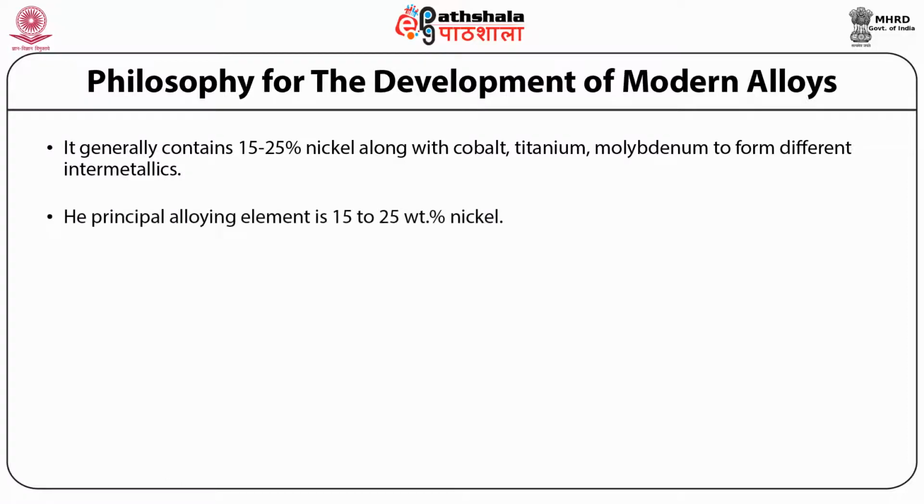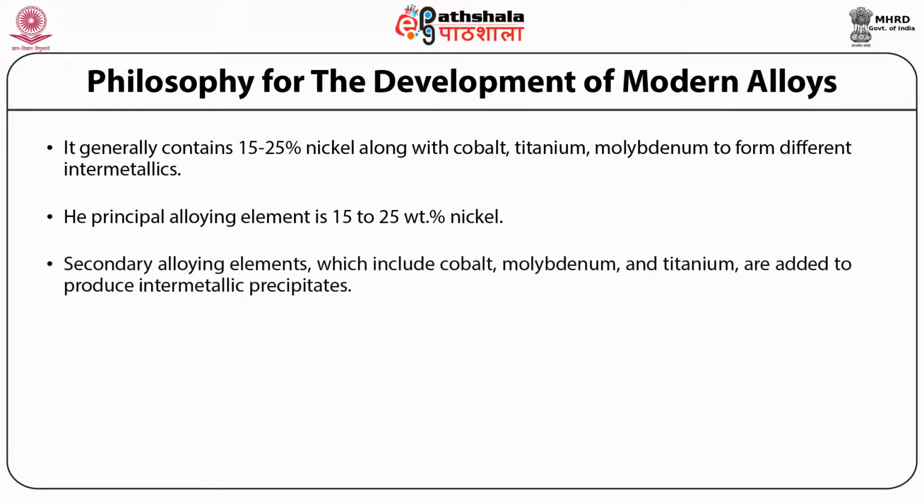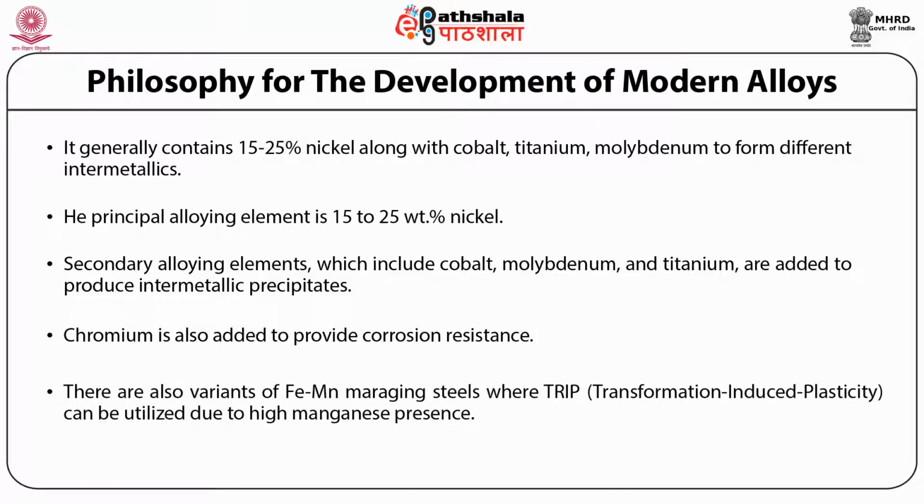So in principle, the alloying element is 15 to 25 weight% nickel. Secondary alloying elements, which include cobalt, molybdenum, and titanium, are added to produce intermetallic precipitates. Chromium is also added to provide corrosion resistance. There are also variants of iron, manganese, maraging steels, where TRIP, that is transformation induced plasticity, can be utilized due to high manganese presence.